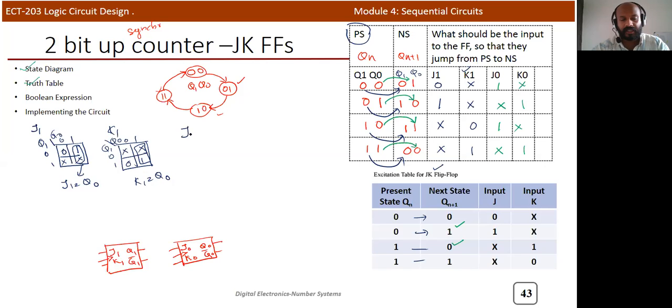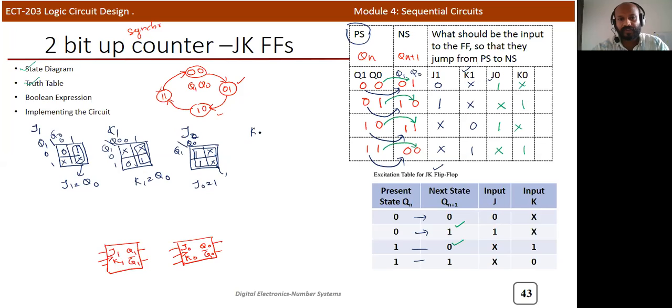Now we need to design J0. J0 we can design, again in terms of present state values Q1 and Q0. Don't get confused, you never take the next state. You need to design using the present state. So J0 values are 1x, 1x. You can consider all these as a single group, so it becomes 1. J0 should be equal to 1.